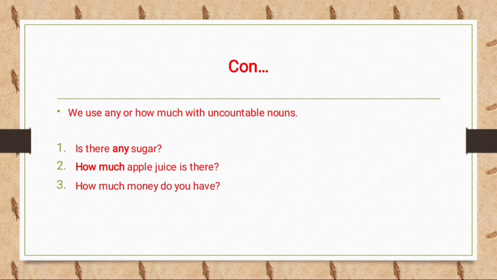We use any or how much with uncountable nouns, like is there any sugar? Because sugar is uncountable, that is why we are using any. But we are talking about interrogative. How much apple juice is there? Again, juice is uncountable, and that is why we are using how much. How much money do you have?